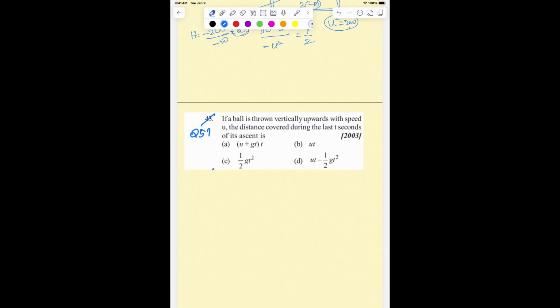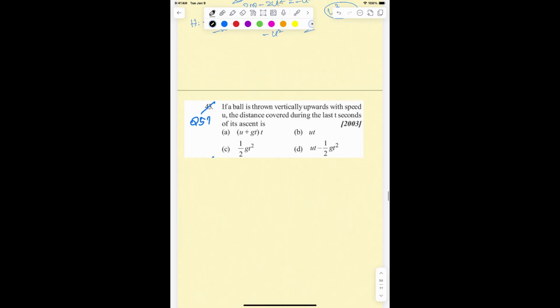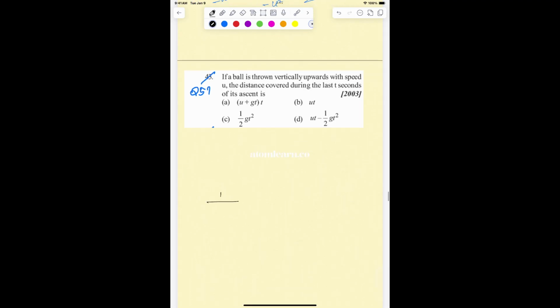Now some more examples of shortcut thinking. Let's take the second case. If a ball is thrown vertically upward with a speed of u, find the distance covered during the last t seconds. In this case, from the ground the ball is thrown vertically upwards, so it reaches some particular maximum height. The time taken for reaching the maximum height, we know, is u by g.